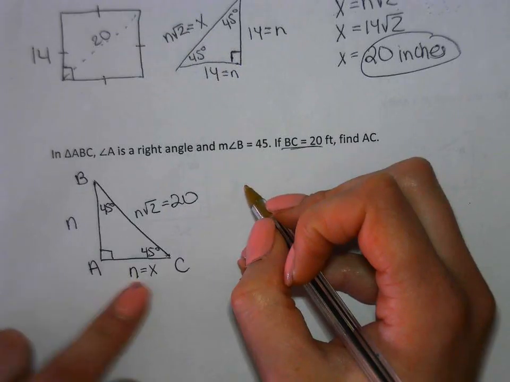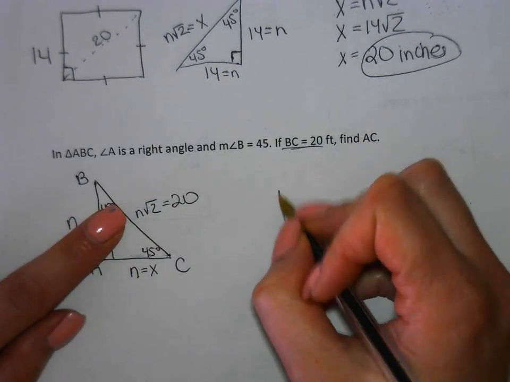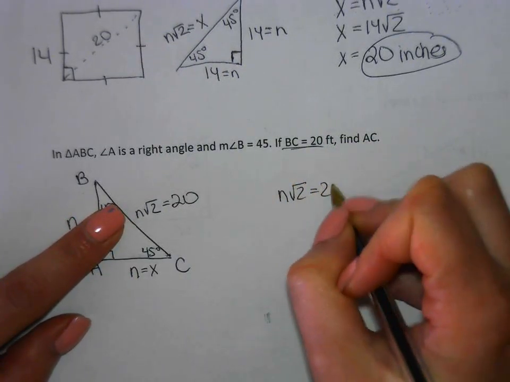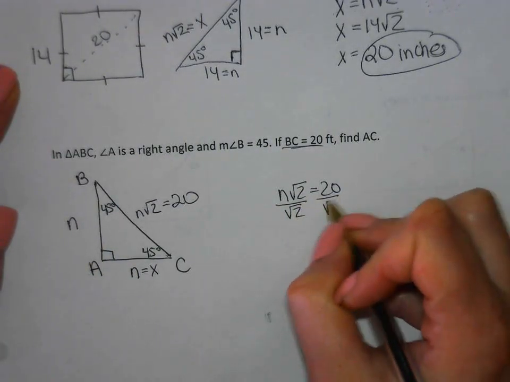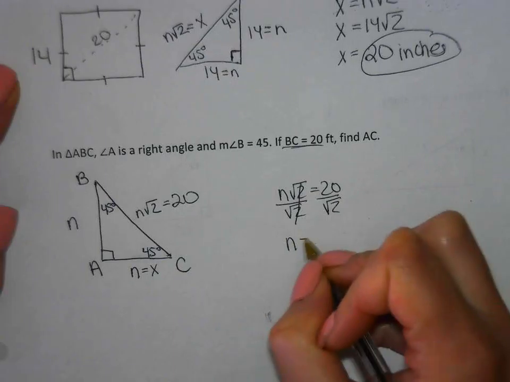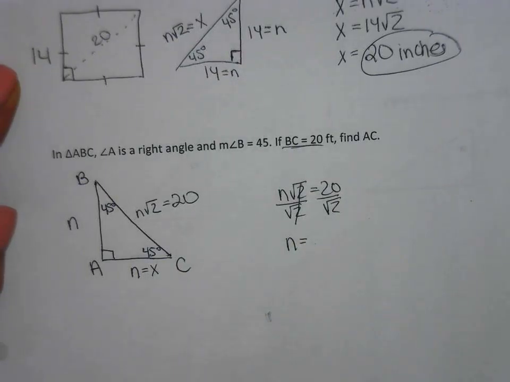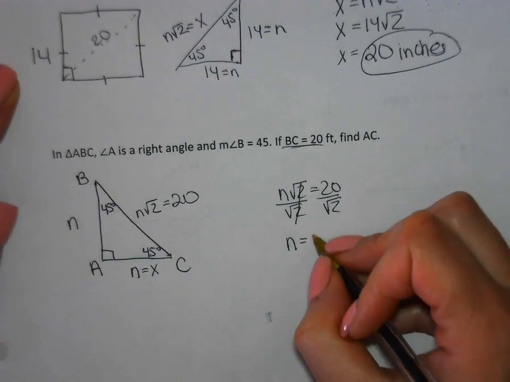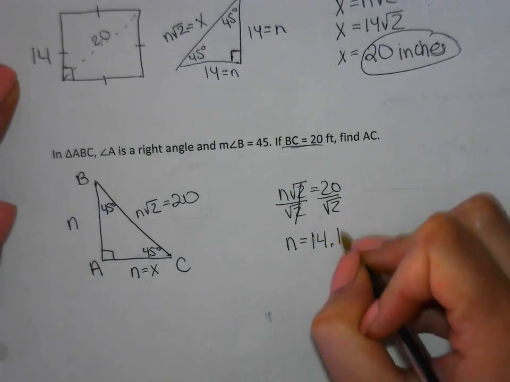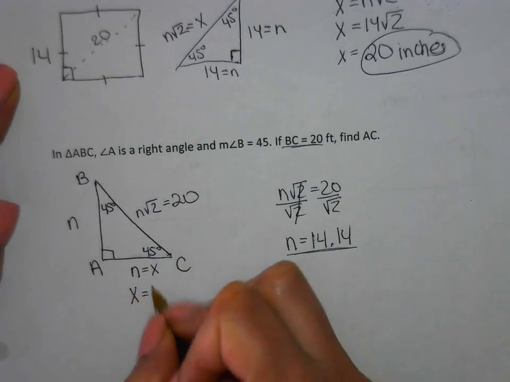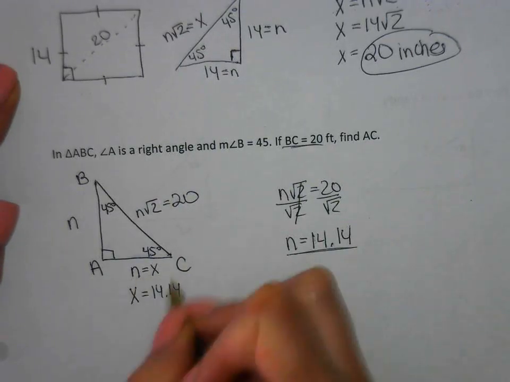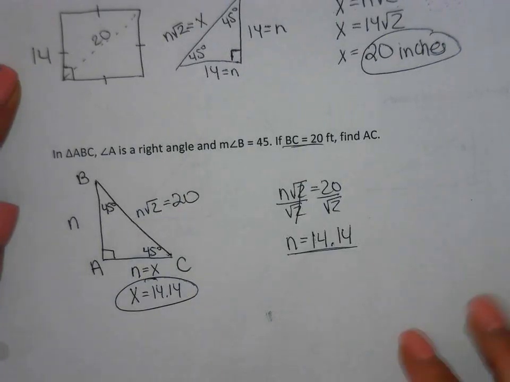In order to find it, we need to find our n. So we have n square roots of 2 equals 20. To solve for n, we're going to divide both sides by the square root of 2. So n equals 20 divided by the square root of 2, and we'll round it to the hundredths place. So 14 and 14 hundredths is n. That means x also equals 14 and 14 hundredths, since x equals n.